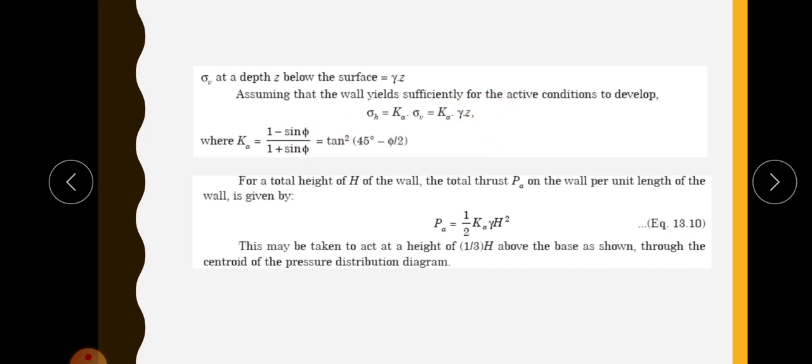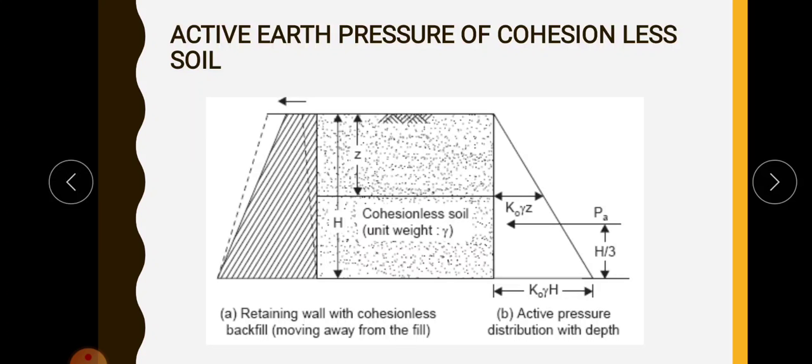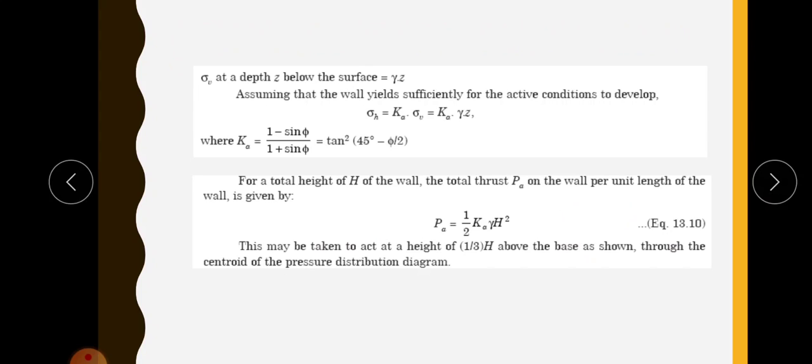This is for height z, and for the total height H of the wall, the total thrust Pa on the wall per unit length of the wall acts at a height H by 3 from the bottom. It is determined by taking the area of the triangle, that is Pa is equal to half Ka into gamma H square, and this may be taken to act at a height of H by 3 above the base through the centroid of the pressure distribution diagram. So this is about the active earth pressure.